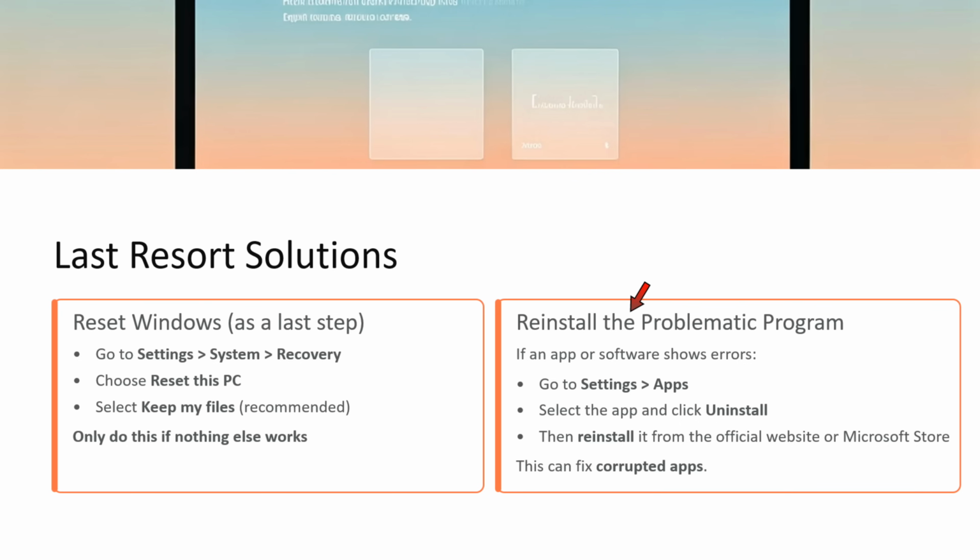Next one is reinstall the problematic program. For that, go to apps, then select the app and click on uninstall, then reinstall it from the official website or Microsoft Store. This can fix corrupted apps.